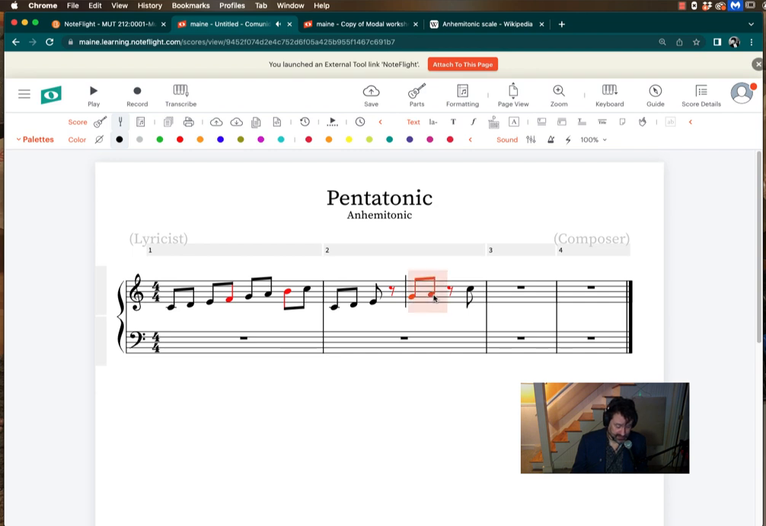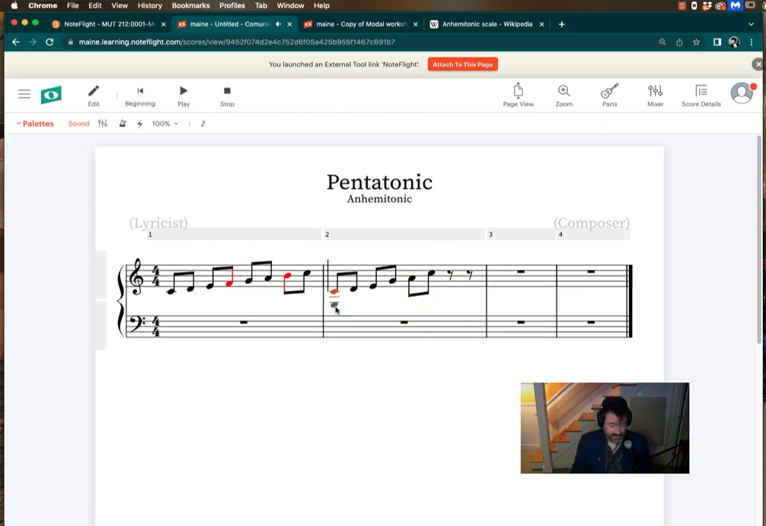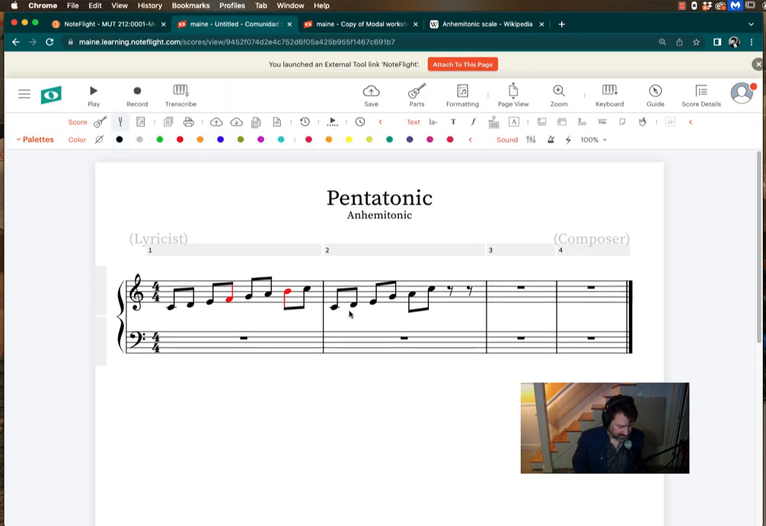Let's see if we can move these over just to make it nice and smooth. We'll take this one, put it right here. Now we've got this, right? And that is the anhemitonic pentatonic scale.